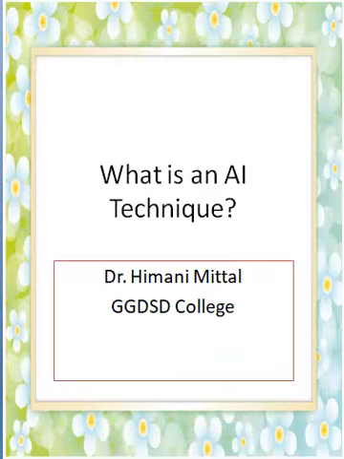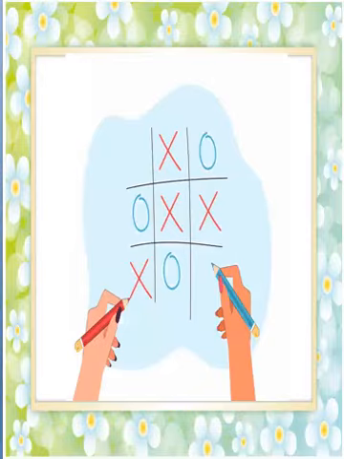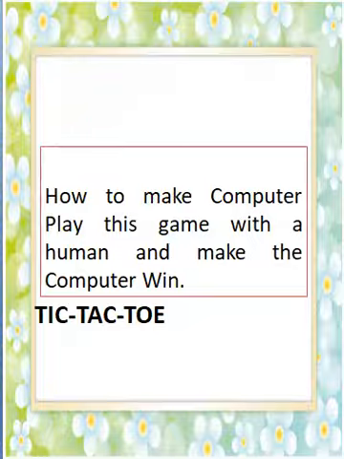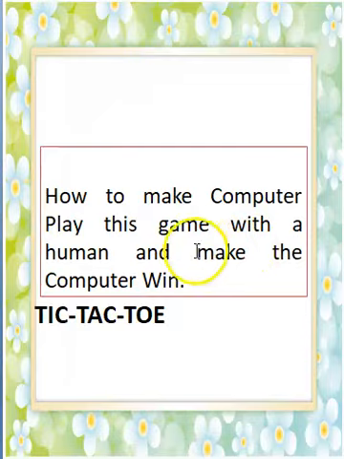So, everybody has played the popular game called tic-tac-toe. Tic-tac-toe is the zero and cross game, probably the first game that an adult sister or brother teaches their younger sibling. So let us look at how the computer will play this tic-tac-toe game against a human. So how to make the computer play this game so that the computer will win?